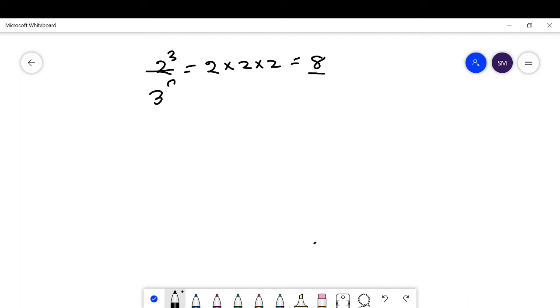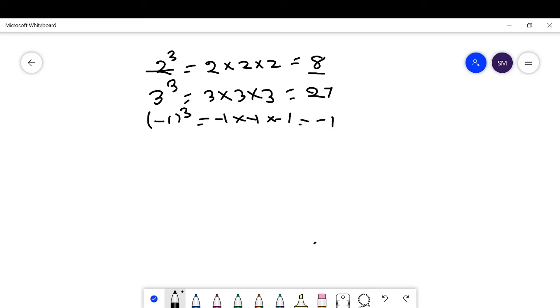Suppose 3 cube. 3 into 3 into 3. This is 3 times multiply 3. Then what do we get? We get 27. 27 is the cube of 3. Suppose we have to find out minus 1 cube. This is minus 1 into minus 1 into minus 1.